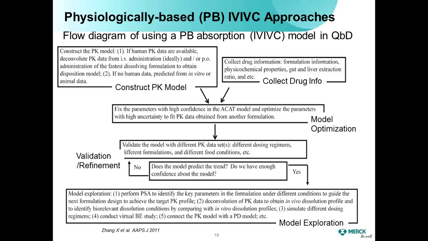So basically the PBPK model is a bottom-up approach. So you have to incorporate lots of parameters, but not every parameter you have high confidence in. So you definitely need to optimize those parameters with high uncertainty. And also the model should be able to fit PK data well, but not only one PK data set, but also different PK data sets, including different dosing regimens or different formulations, different food conditions, etc. So overall, based on these two steps, the model optimization and validation, the question is how predictive your model is.